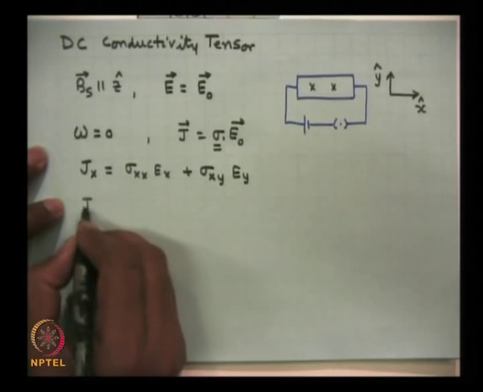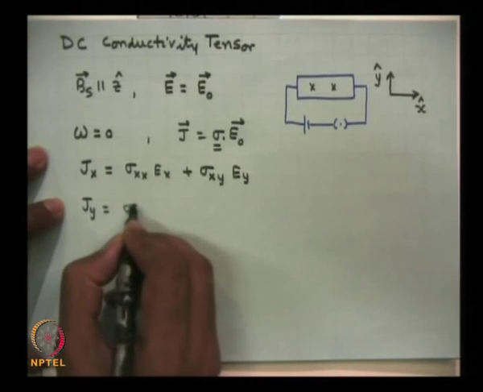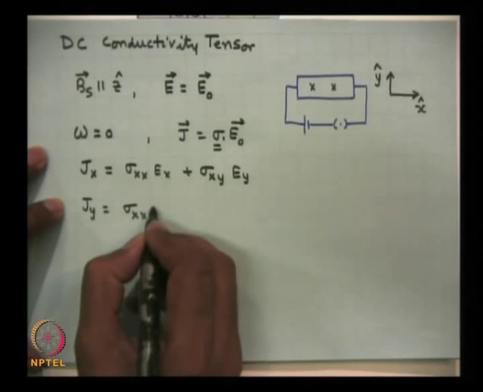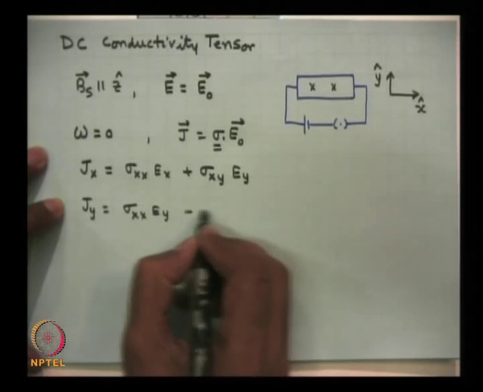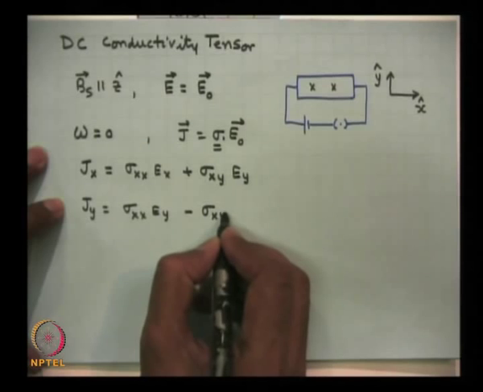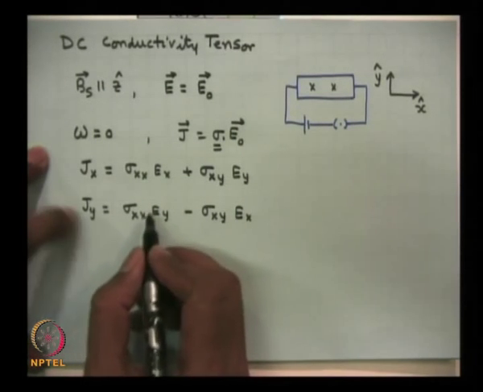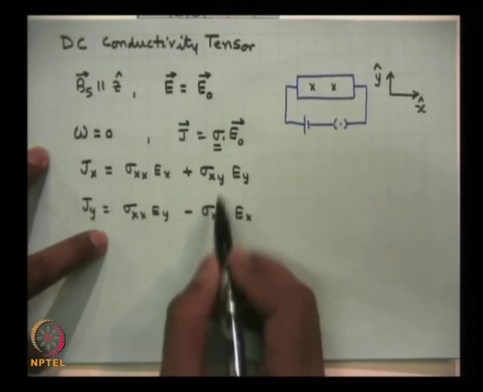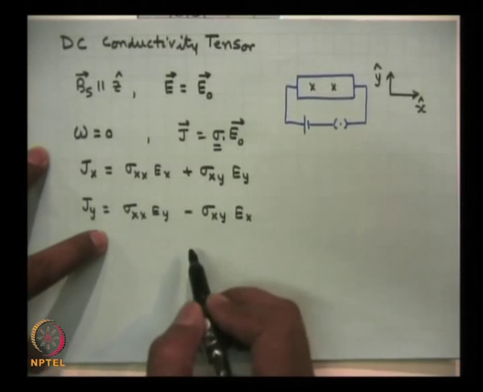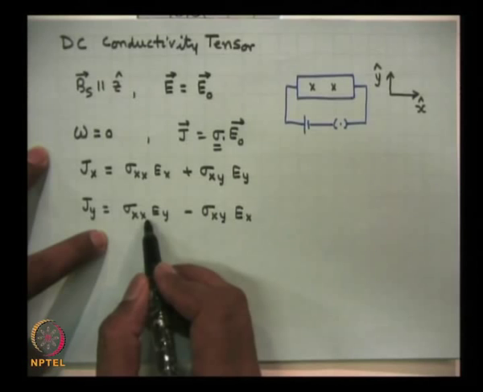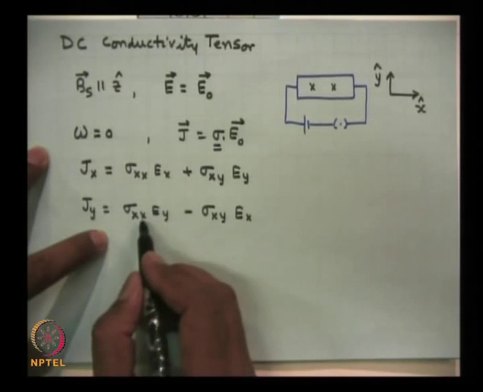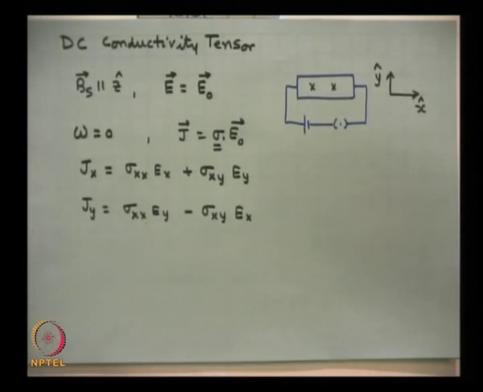And similarly, j y would be sigma x x e y minus sigma x y e x, where I have used the equality that sigma y x is equal to minus sigma x y and sigma y y is equal to sigma x x. You may note one thing in here.